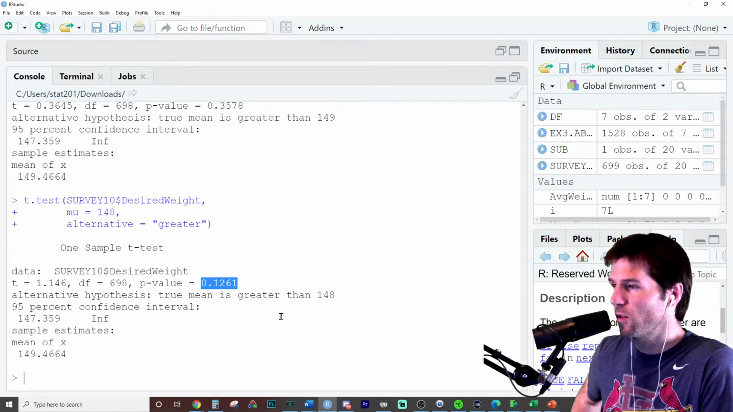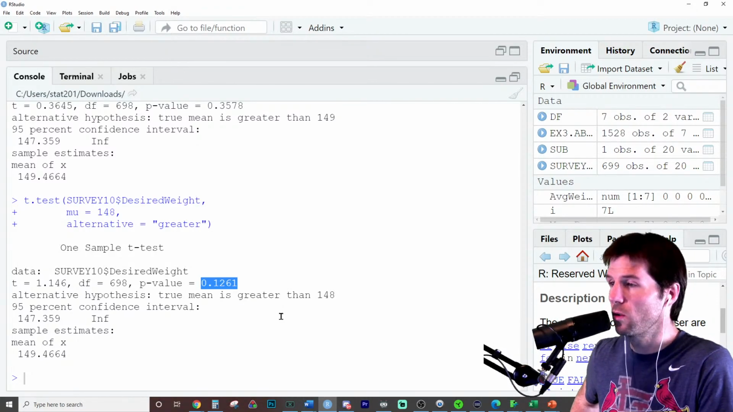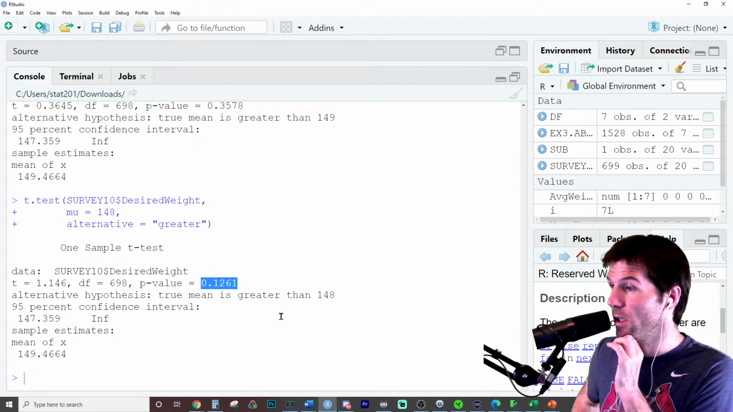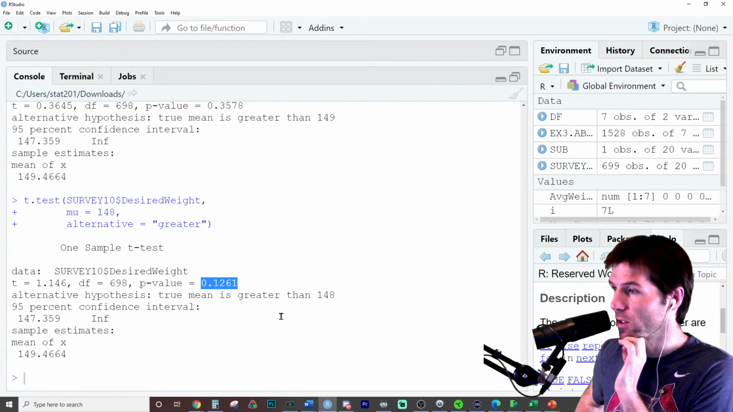Yeah, if someone suggested to you that students want their weight to be 145, we could reject that value and say we have reason to believe that the weight that students want to be is actually greater than 145. Our data shows good evidence to support an alternative hypothesis.